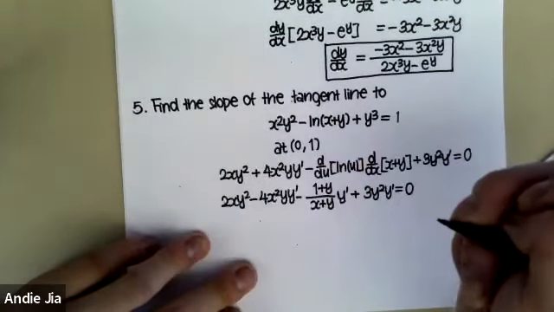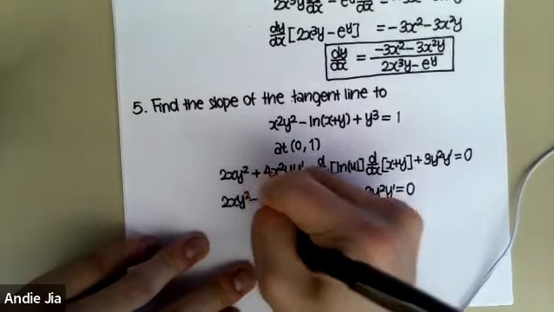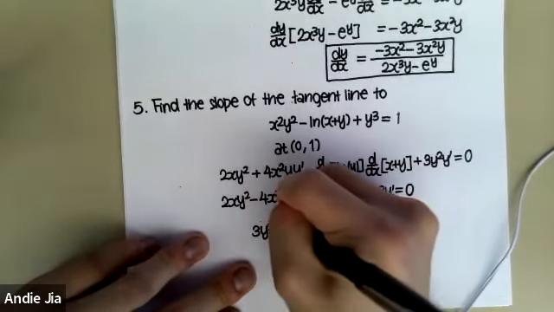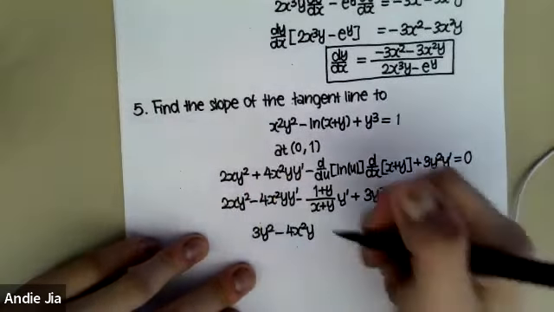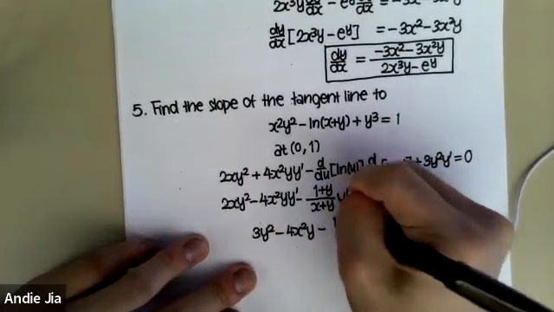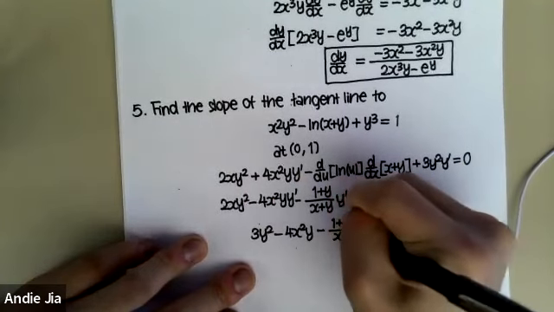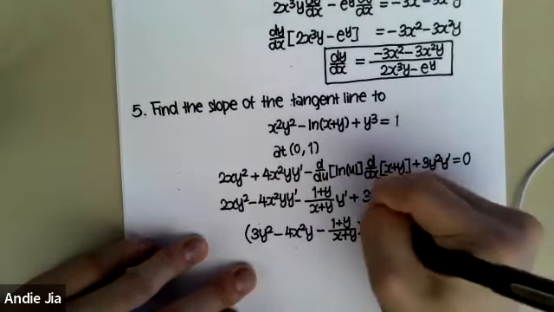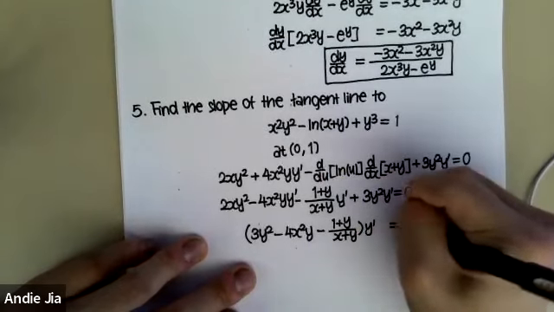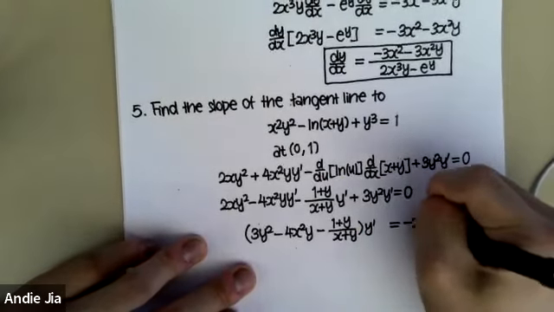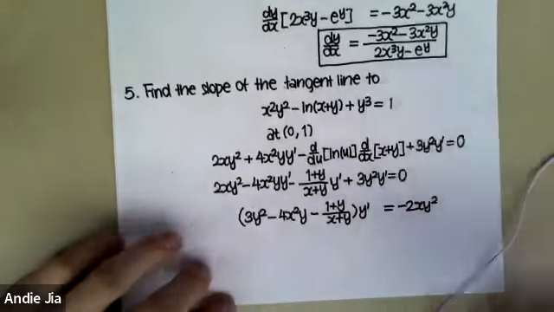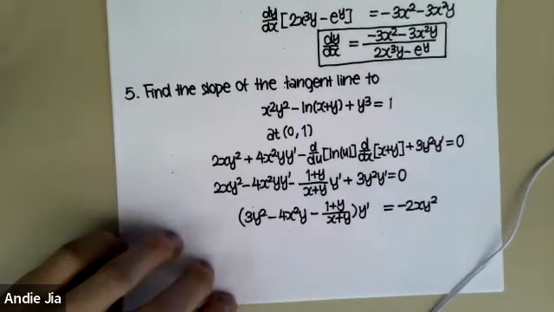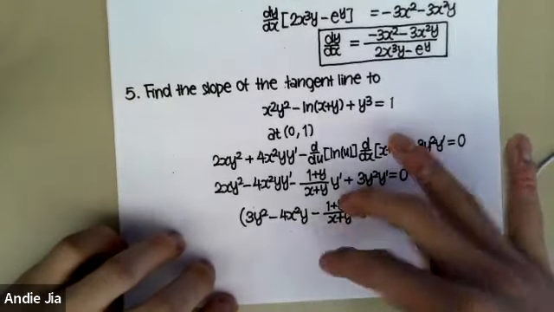Now I have those terms and I combine all the y prime terms there. So it's going to be 3y squared minus 4x squared y and minus 1 plus y over x plus y. And put together, y prime is going to be negative 2xy squared. Move to the other side. And now, we have rational functions.